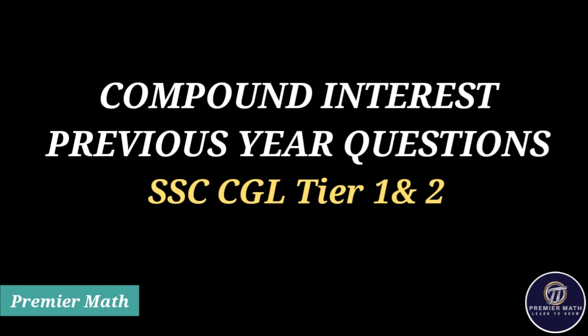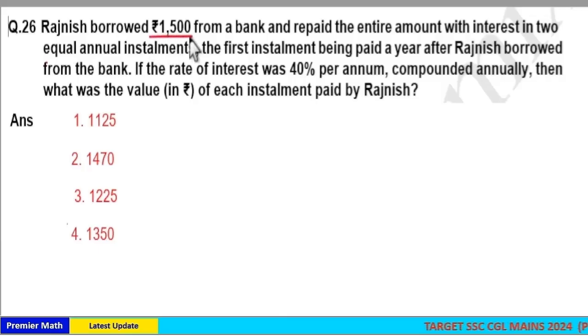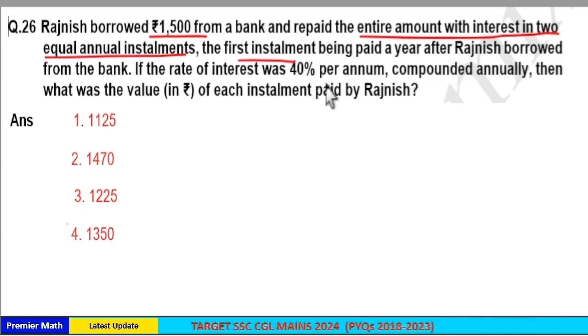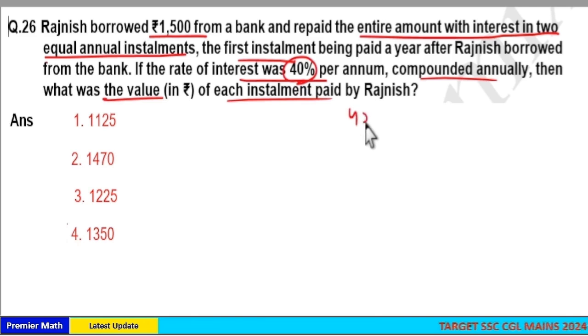Our first question is: Rajneesh borrowed 1500 from a bank and repaid the entire amount with interest in two equal annual installments. The first installment being paid a year after Rajneesh borrowed from the bank. If the rate of interest was 40% per annum compounded annually, then what was the value of each installment paid by Rajneesh? Here 40% is the rate.